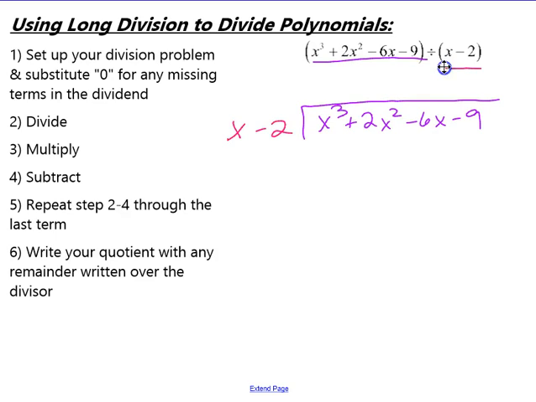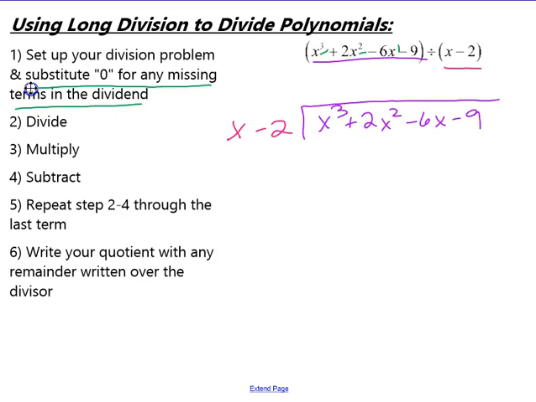and place it outside. One key step in dividing polynomials is that if you are missing any terms in the dividend, you're going to have to substitute in a 0. That means if you're looking at your exponents, we have x cubed, x squared, x to the first, and a constant. So from our x cubed, we are not missing any exponents to get to the constant. So we don't have to substitute any. But if we were missing any, we would just put a 0 as a placeholder. So our next step is going to be to divide.